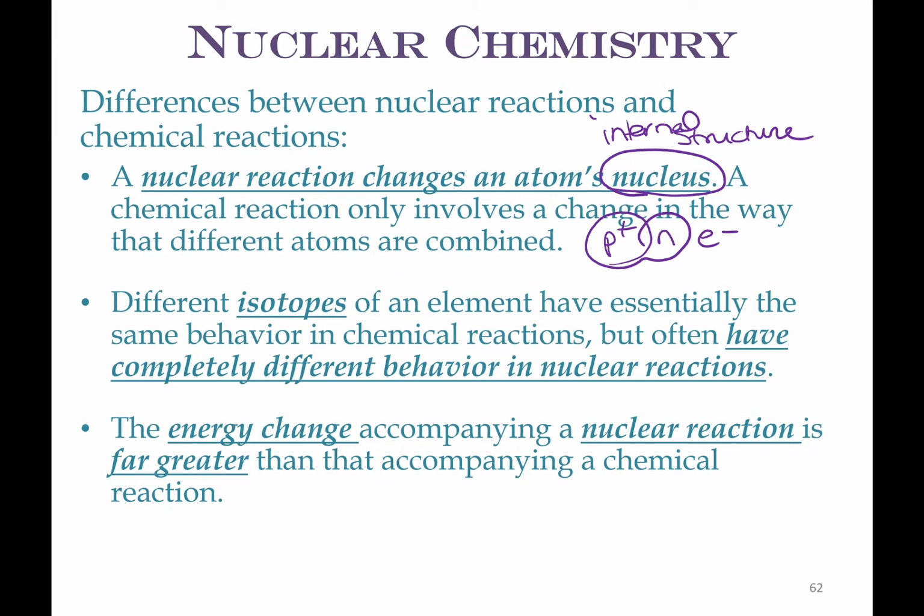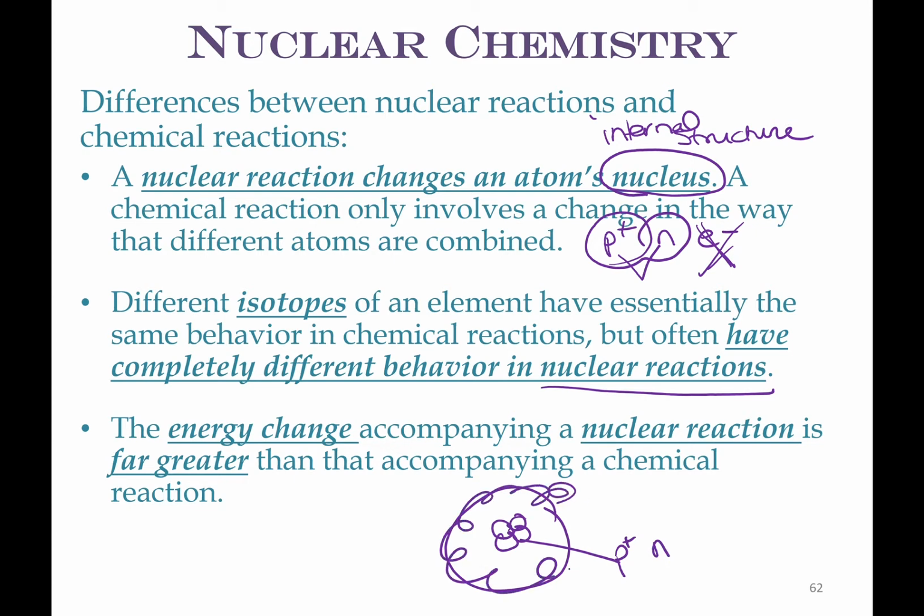So they can have completely different behavior in nuclear reactions because nuclear reactions are looking at changing the number of protons and neutrons. We're changing that nucleus in some way. So we're not going to be really looking at moving electrons around during a nuclear reaction. Remember that the center of the atom, the nucleus, has the protons and the neutrons, but the electrons are out here in the electron cloud, and that's coming up soon.